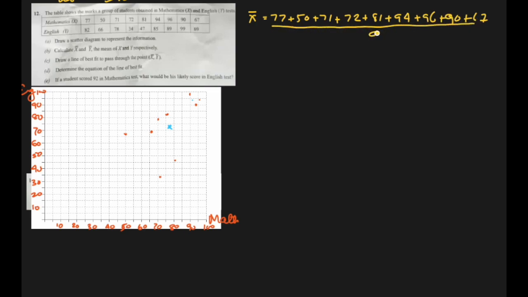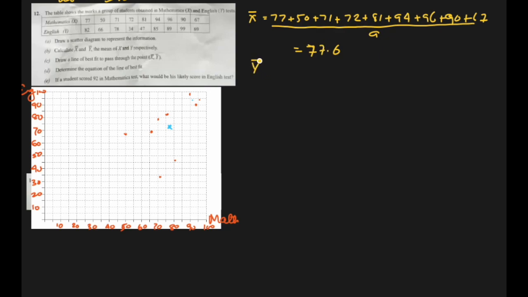Calculate x bar and y bar, meaning the mean of x and y. So x bar will be 77 plus 50 plus 71 plus 72 plus 81 plus 94 plus 96 plus 90 plus 67. Divide by 9, they are 9 in total. I get 77.6.